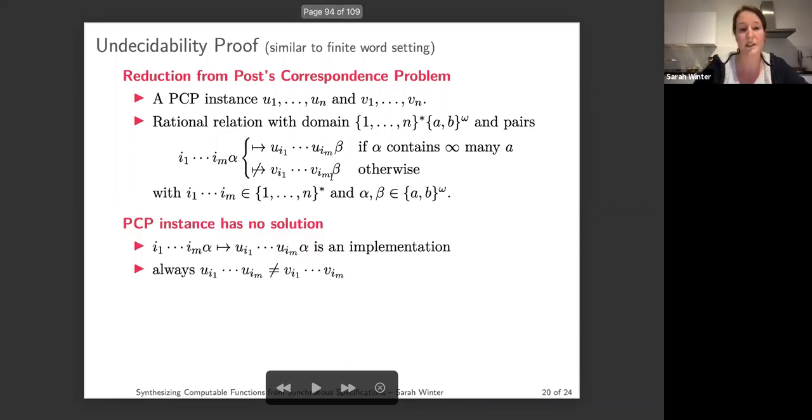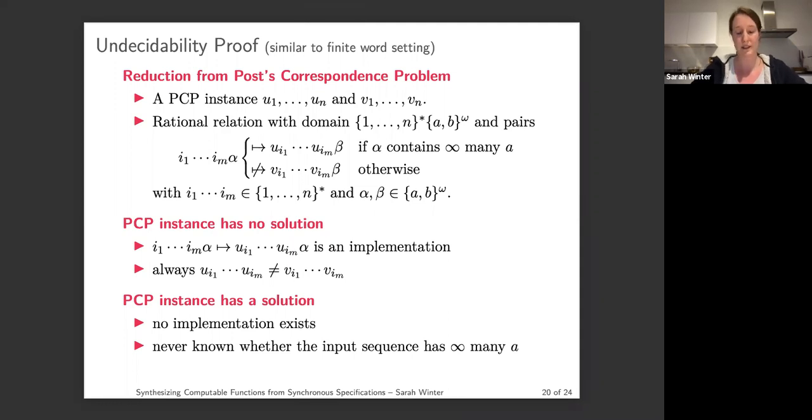Okay, and then the idea is if the PCP instance has no solution, then for every sequence of dominoes, the U sequence is never equal to the B sequence. So for an implementation, it is safe to simply output for the integer sequence the corresponding U sequence. It will always satisfy the condition that whenever we have infinitely many A's, we have the right U sequence. It will never be equal to the B sequence. So in the other case, that we have finitely many A's, it will also be a valid output sequence.